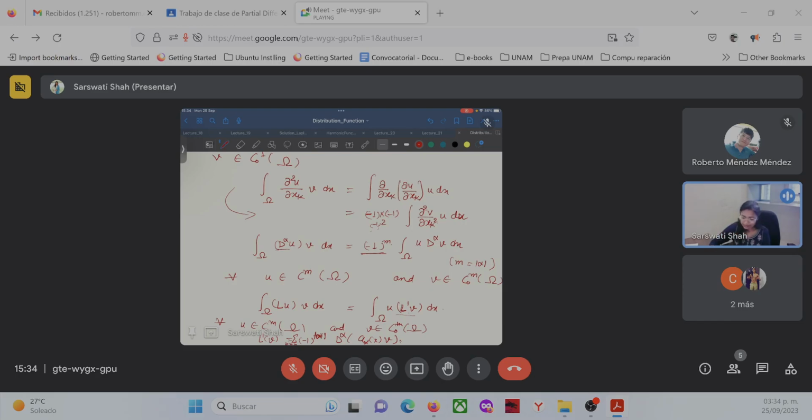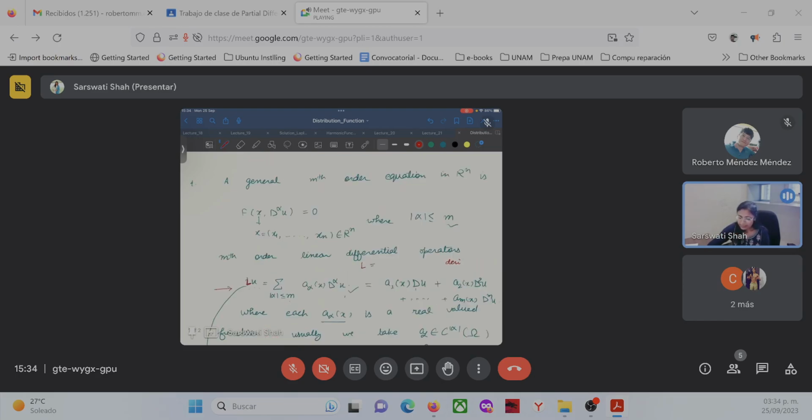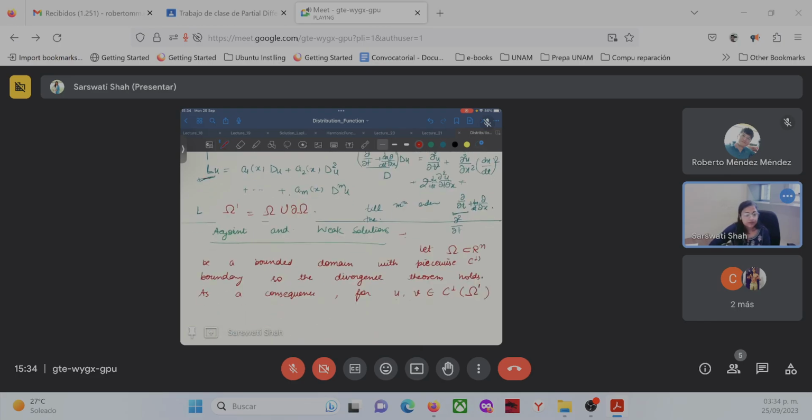How is this L dash coming? Was this L clear to you or not? This operator L.